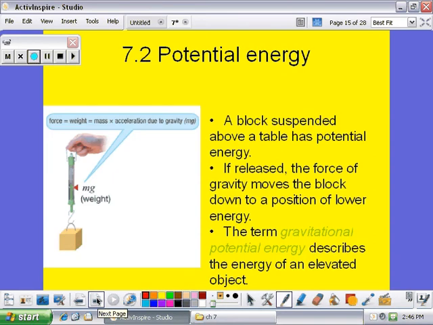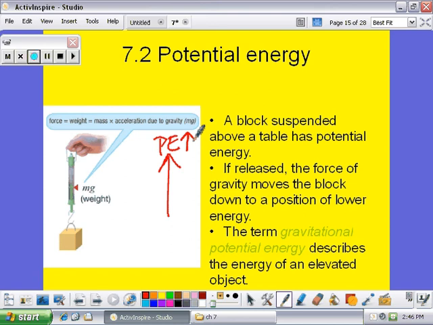A block suspended above a table has potential energy. If it's released, the force of gravity moves the block down to a position of lower energy. So basically, the higher the object is, the more the potential energy increases. The lower it is, the lower the potential energy. So a rock sitting on the ground has a low amount of potential energy. A rock sitting on top of a mountain has higher potential energy because it has a higher elevation.